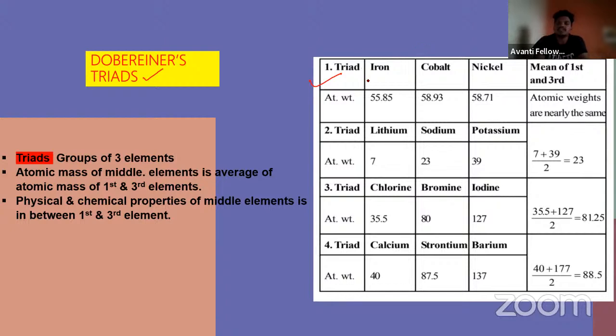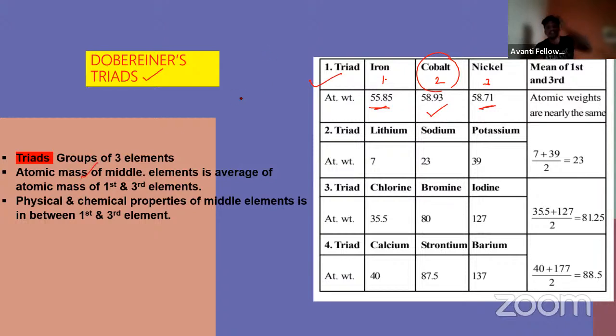If I say these are a period, it consists of three elements, and he's saying first, second, third. The average of the first and third element will be the middle element's atomic weight. So the average weight of the first element and the third element is the middle element's atomic weight. So Dobereiner postulated, or we can say gave, the periodic table based on the atomic mass, or atomic weight.